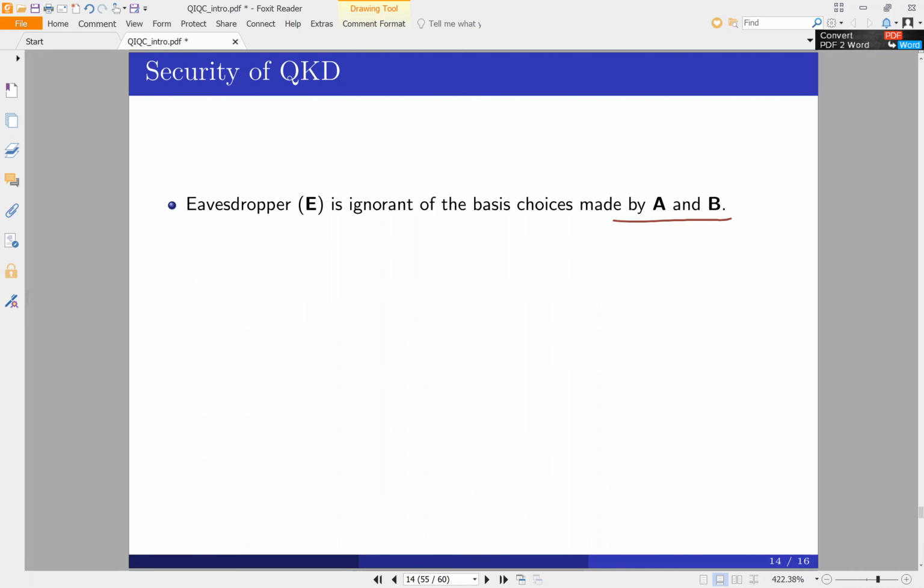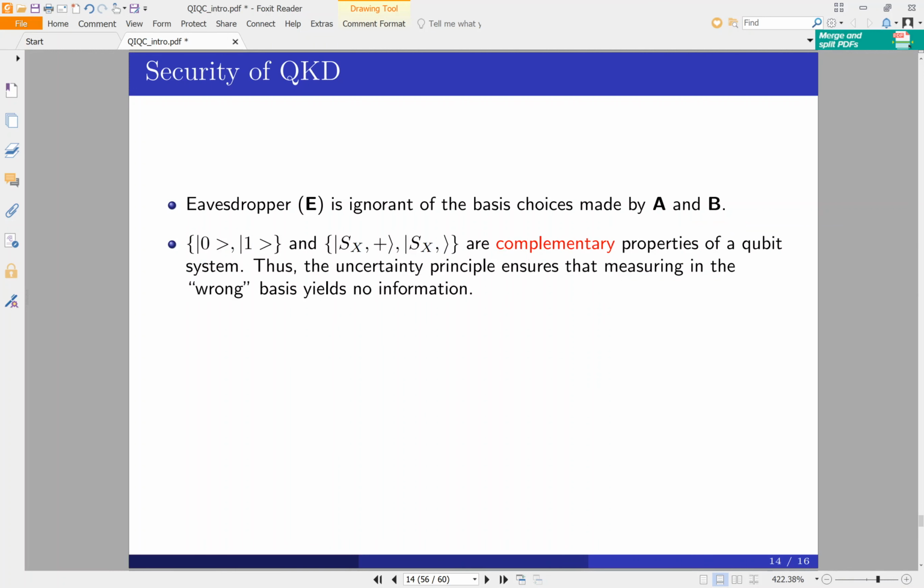So the eavesdropper does not know the basis that was chosen by A to encode the information. Neither does the eavesdropper know the basis chosen by B to make the measurement. So there's no way for the eavesdropper's measurement outcome to be correlated with either A or B perfectly. And because these are complementary properties, the uncertainty principle ensures that if the eavesdropper chooses a wrong basis to measure, then the eavesdropper does not have any information, right?